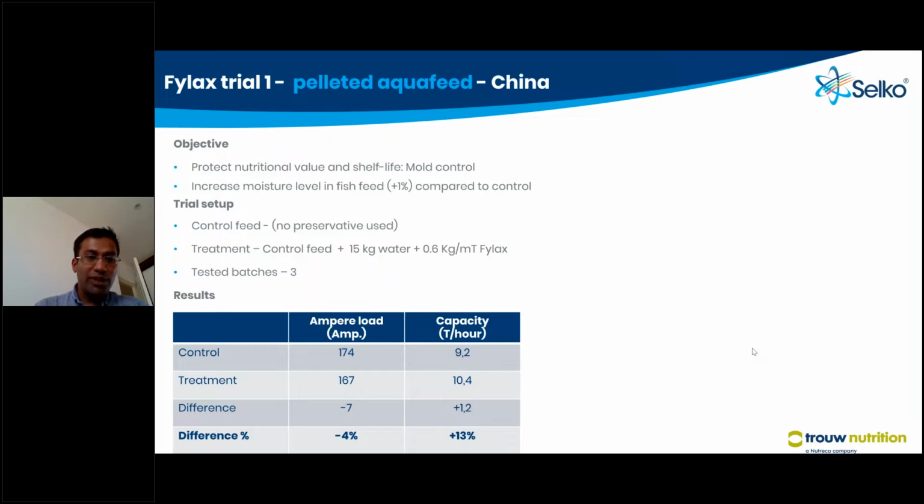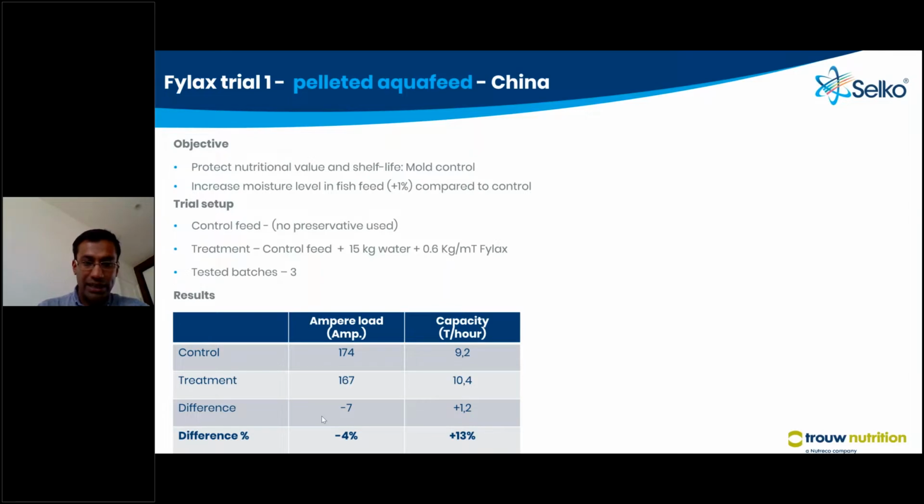This is trial one. We tested in pelleted aqua feed. It was done in China in one of the big facilities where we tested 2 groups. We didn't add any preservation in the control feed, and on the treatment we added 15 kilos of water and then 0.6 kilogram of Phylax Fort HC. And then what we observed is the production parameters.